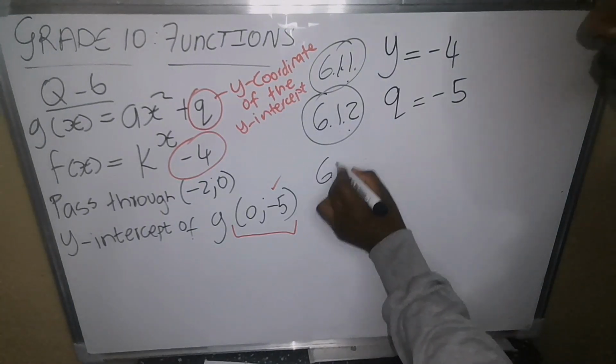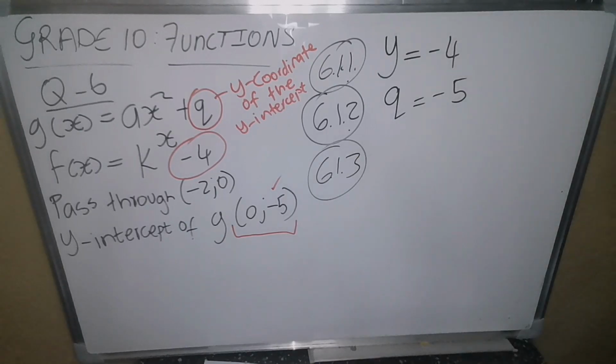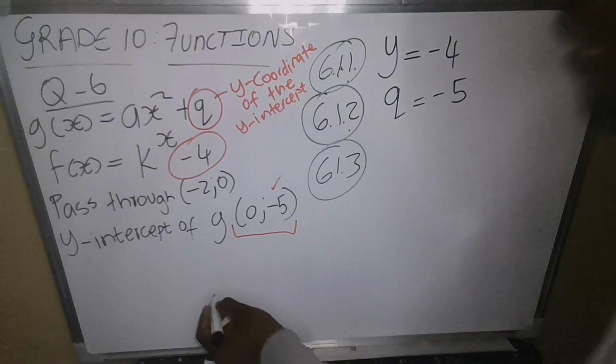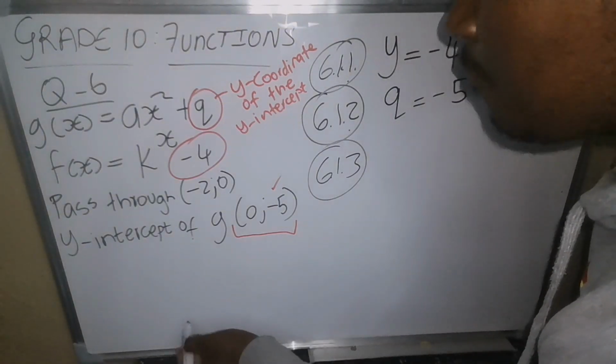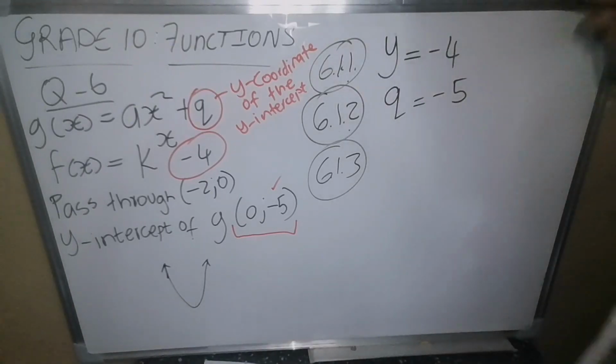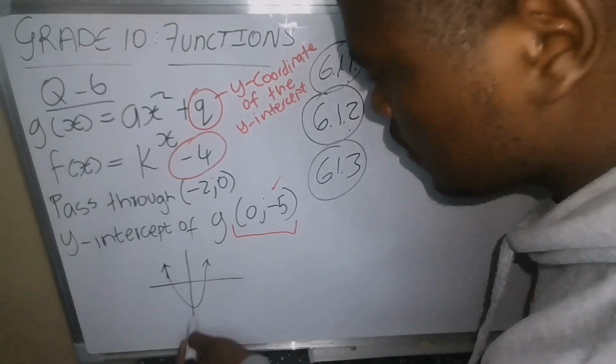Now, 6.1.3. I hope you are clear. You must write down the coordinates of the other x-intercept of g. I think this one is very important. I give you a graph of a parabola. Let me just draw a rough sketch of the graph of a parabola.